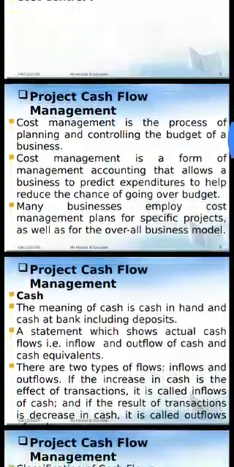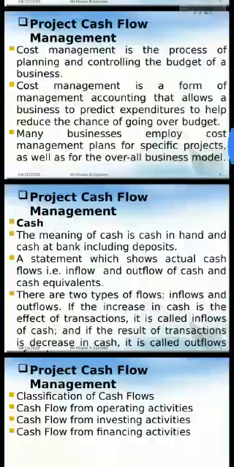Now next one is your project cash flow management. Cash management is the process of planning and controlling the budget of a business. Cost management is a form of management accounting that allows a business to predict expenditure to help reduce the chances of going over budget. Many businesses employ a cost management plan for a specific project as well as for the overall business model.